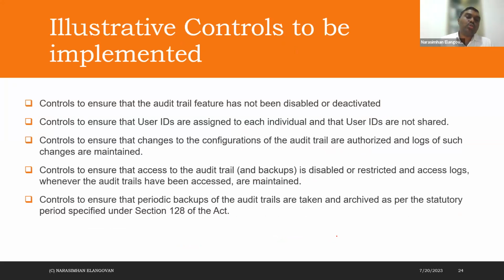Now, as management, what are the controls you could consider implementing? Many of the organizations say they prepare an RCM. So in your RCM, in the R to R process, the record to report process, this is a new risk which you have to add. If you have not added, please add it and please charge the client, right? So what are the controls? You should ensure the audit feature has not been disabled. Define risk controls for that. Ensure user IDs are assigned to each individual and a user ID is not shared. Very important. Why?